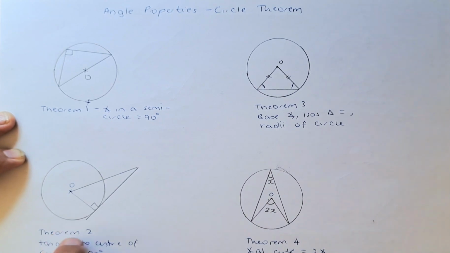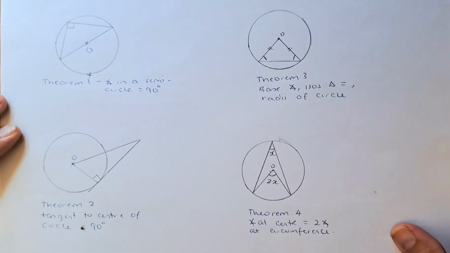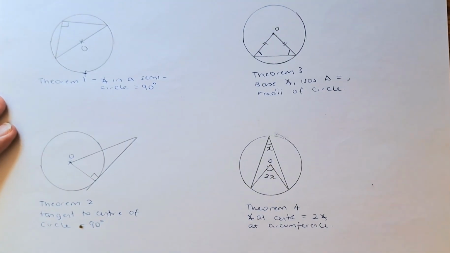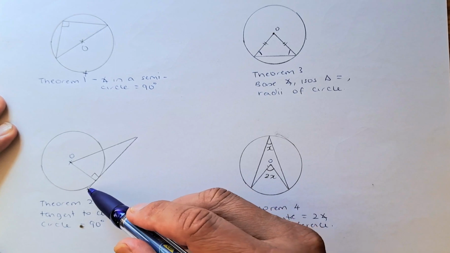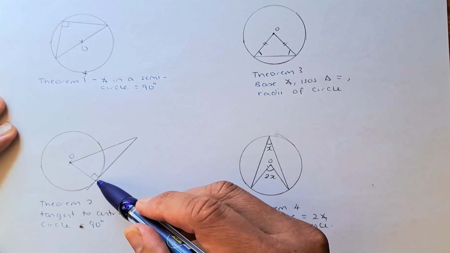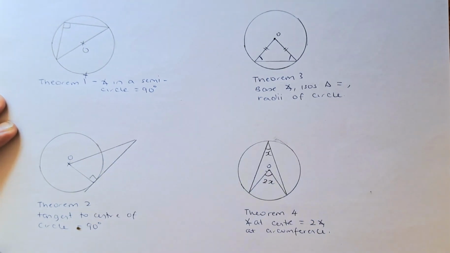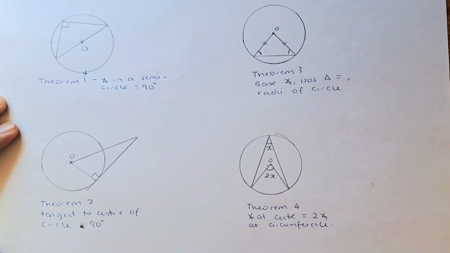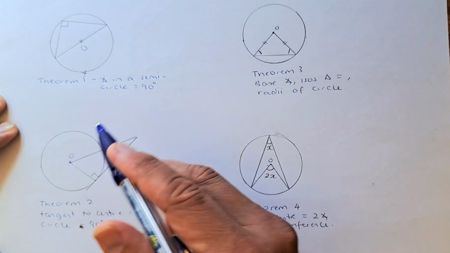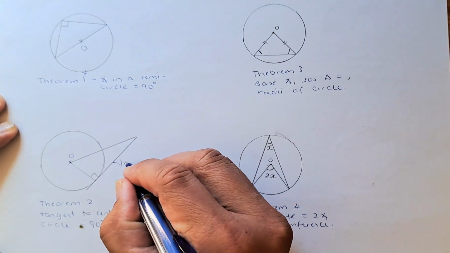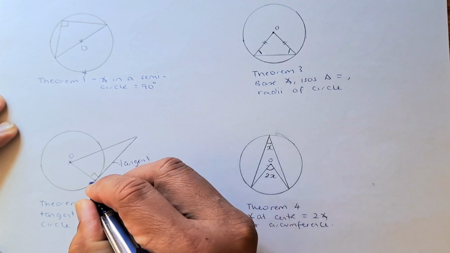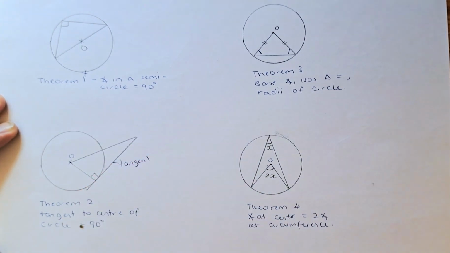Theorem number 2 is here. So theorem number 2 is that if you have a tangent, meaning the line cuts the circle at only one point, that angle to the center of the circle is also 90 degrees. So the theorem for the tangent is tangent to the center. This is a tangent to the center of the circle. So this is called a tangent.